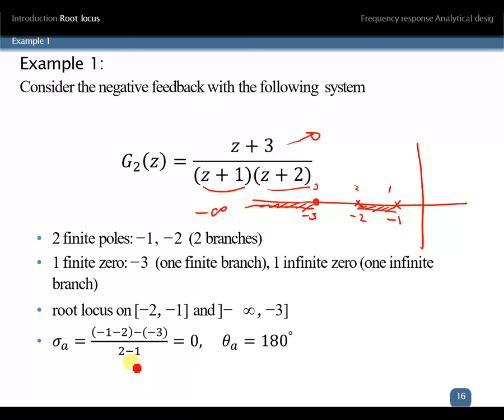If you remember, the asymptote becomes the sum of the poles minus the sum of the zeros, divided by the number of poles minus the number of zeros. Here it will be 0. And theta, the angle of the asymptote here, becomes (2k plus 1) times 180 degrees divided by the number of poles minus the number of zeros, which becomes 180 degrees. That means the asymptote points here, at 180 degrees there.